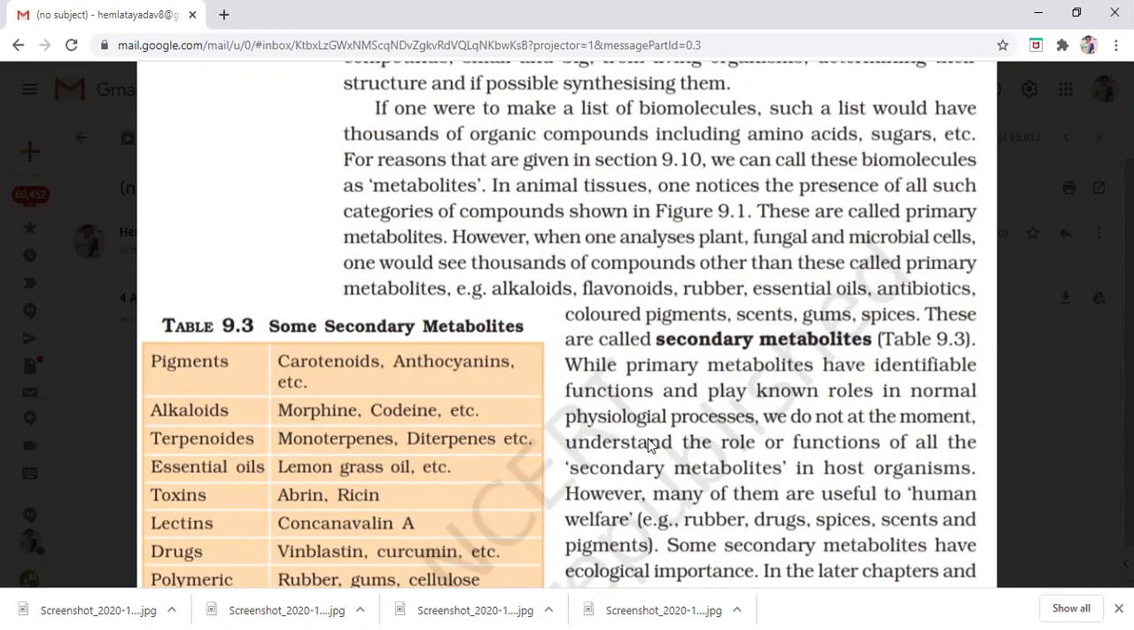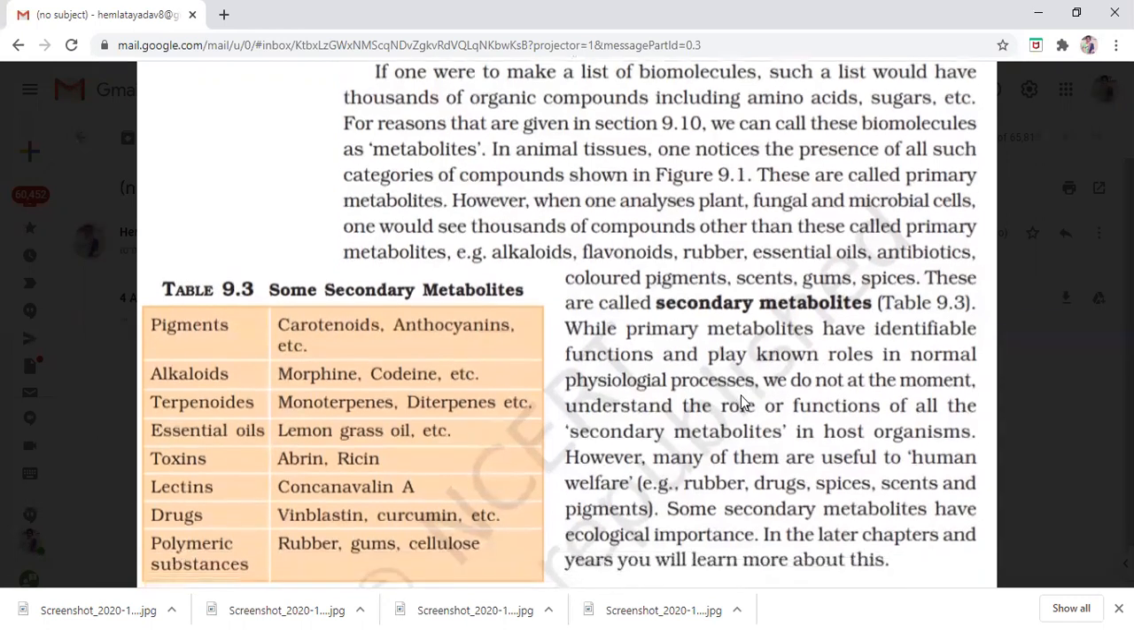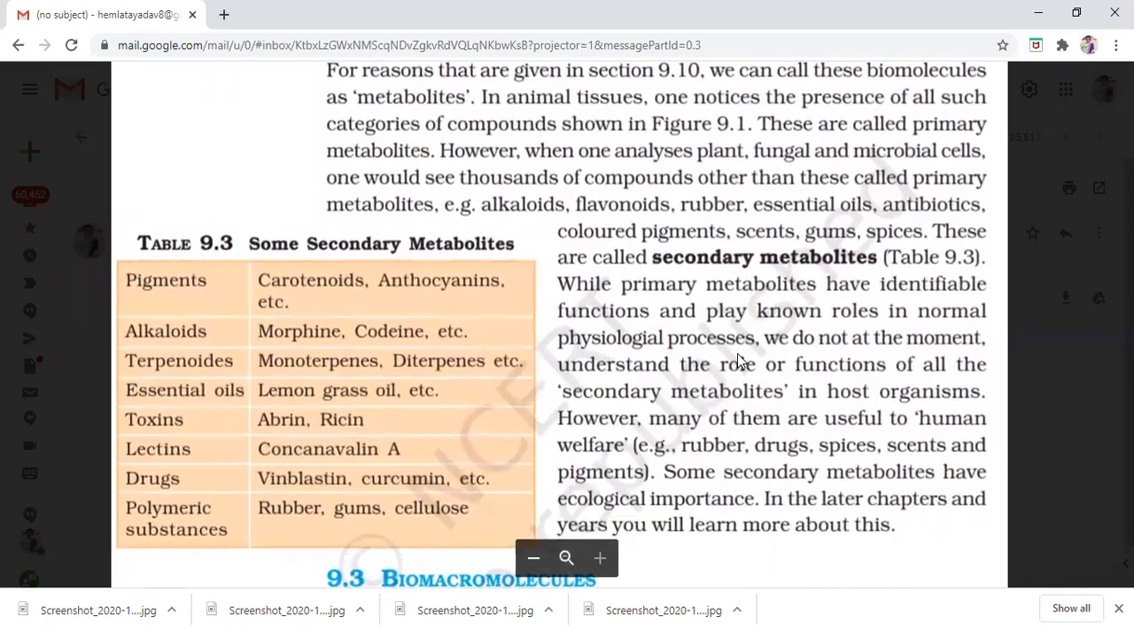Okay, but when the organism is producing some special things like alkaloids, flavonoids, rubber, essential oils, antibiotics, we know that penicillin was the first antibiotic to be discovered, by the penicillium fungus. So this special compound which has an antibacterial property, penicillin, which is an antibiotic. This special substance produced by the fungus is known as a secondary metabolite.